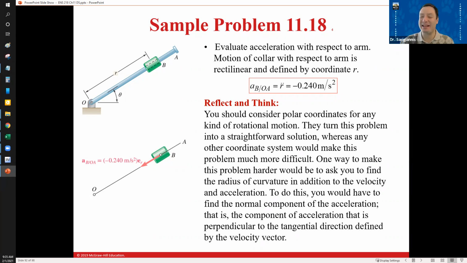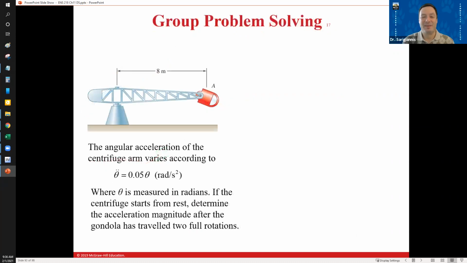I love this. One way to make the problem harder would be to ask you to find the radius of curvature in addition to the velocity and acceleration, right? So what's the radius of curvature? You'd have to find the normal components of the acceleration. And I'm not going to give you something like that. Your homework might have that. I have to look and see. I don't remember. This chapter covers so much stuff. I'm not sure I even went into that great of a detail on the homework.